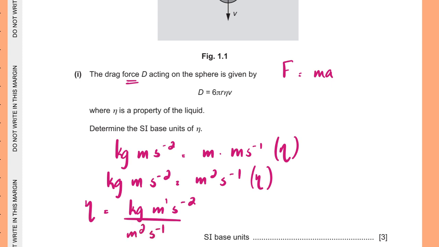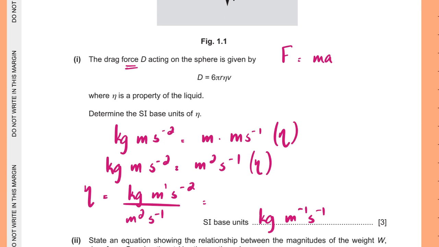So this is m to the power 1. kg remains kg, m is going to become 1 minus 2, which is minus 1, and s becomes minus 2 minus minus 1, which is minus 2 plus 1. So minus 2 plus 1 is also minus 1. So this becomes kg per meter per second.